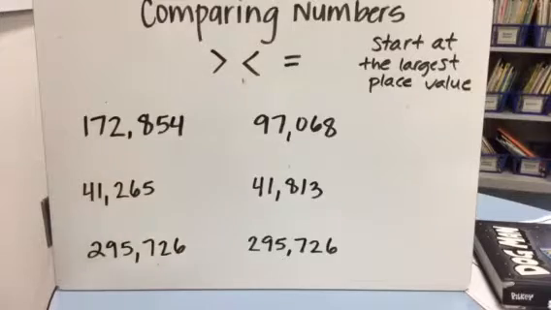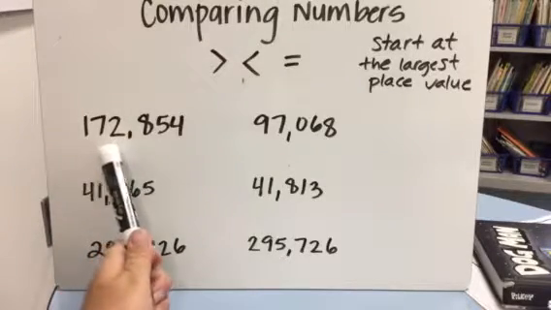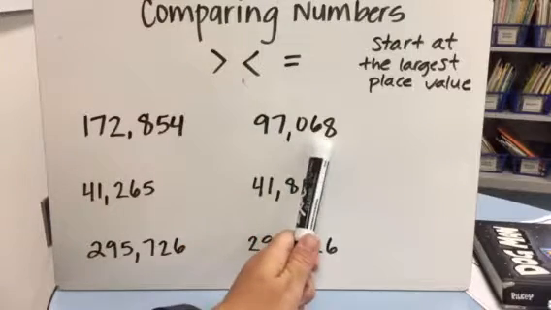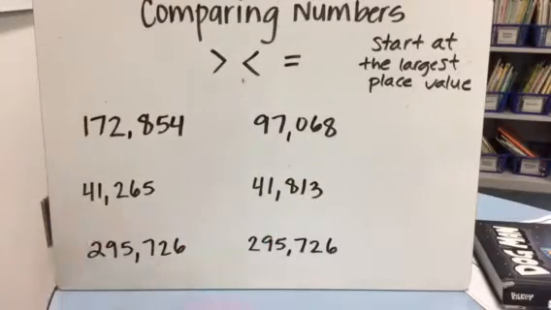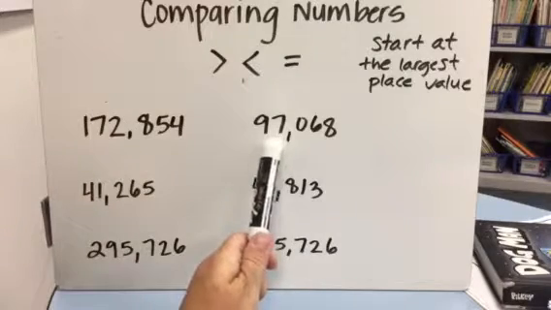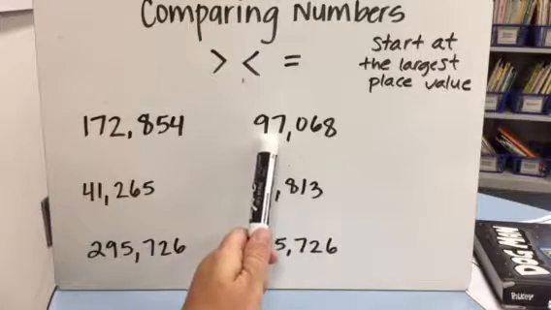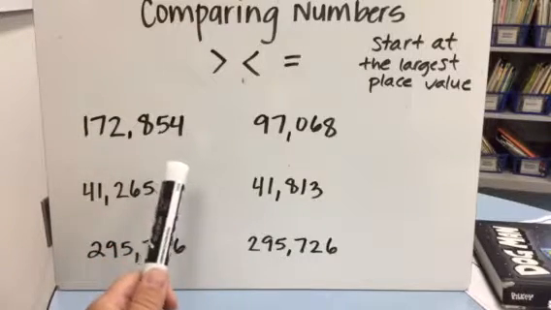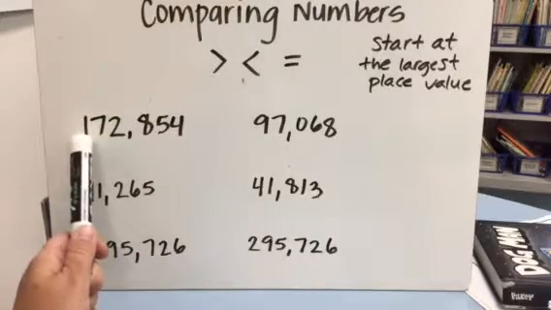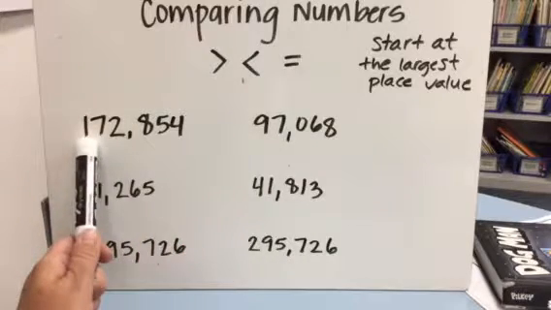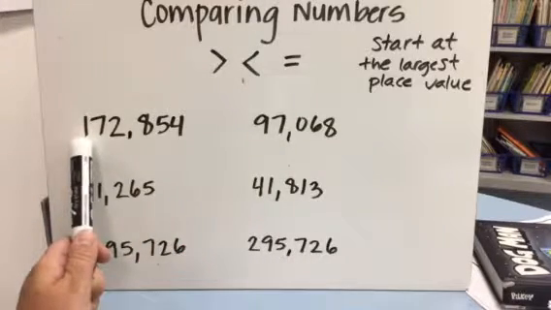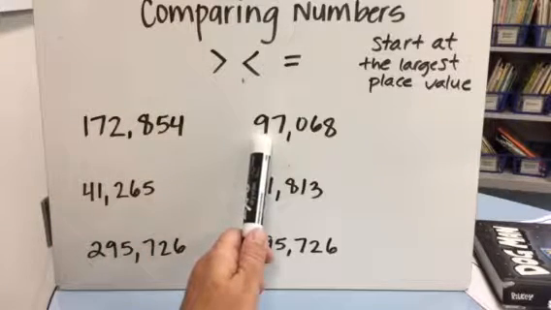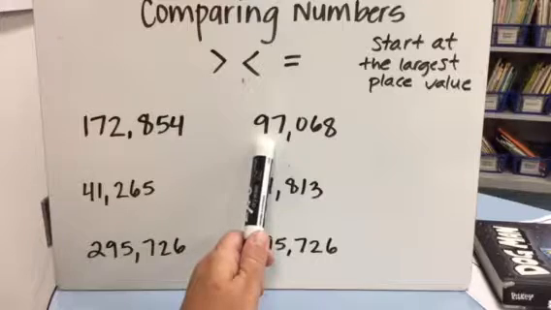So this first one here, I have 172,854 and then 97,068. So if someone wasn't paying attention, they would think, oh, this number is larger because it starts with a 9 and this one only starts with a 1. But if I really look closer at the place value and I think about the largest place value, I'll notice here that this number has a group of 100,000. This one only has its largest groups of 10,000.